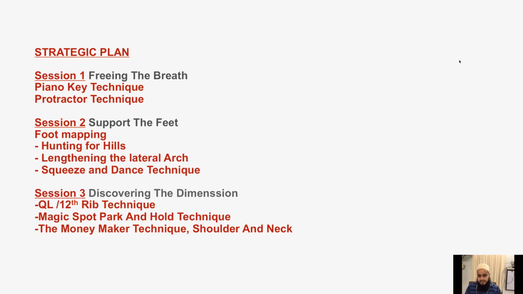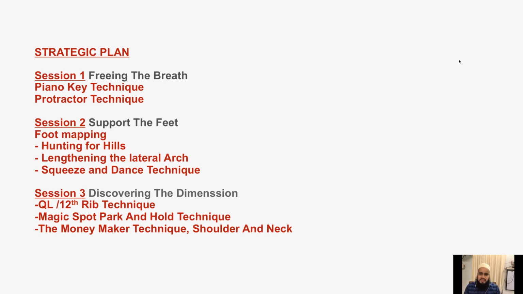How I planned that patient so that patient got better. In SI there are 10 sessions. So the patient came to me, and by body reading, static and dynamic, I decided to go for session 1. Session 1 is known for freeing the breath. Why is it called freeing the breath?